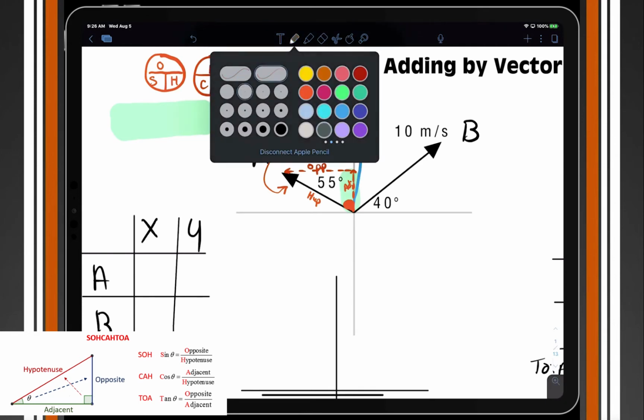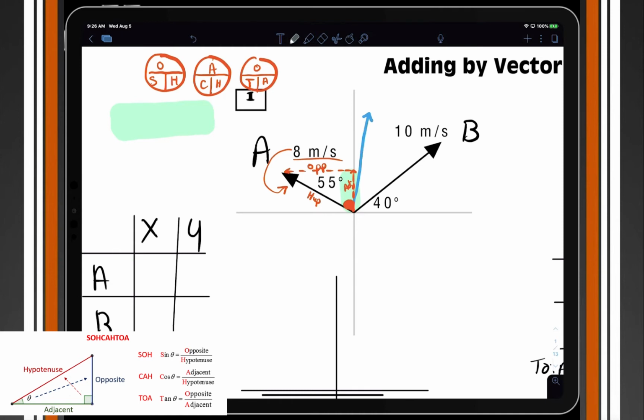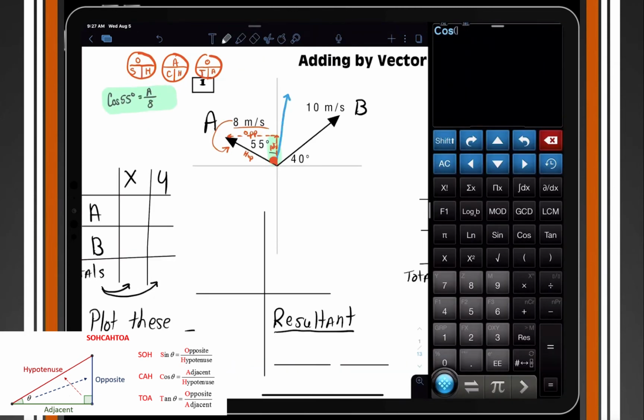If our x value, we have cosine for this. So we have cosine 55 equals the adjacent side. I don't know what that is, so I'm going to put A. And then we have the hypotenuse is 8. So on a calculator, we will have cosine 55. Make sure that you put it in parentheses. And then we have to multiply that by the 8. So we get a value for the x-axis, or I'm sorry, the y-axis of, let's round it off, 4.6.